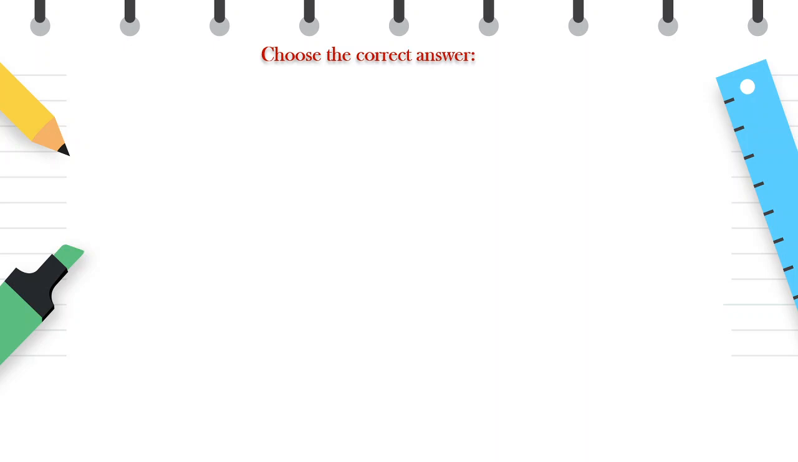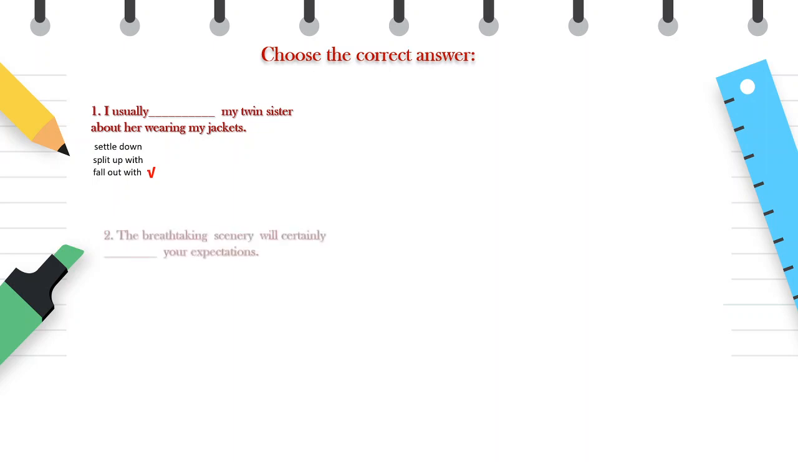Here is another exercise for you. You should choose the correct answer. You have a multiple choice question. I usually settle down, split up with, or fall out with my twin sister about her wearing my jackets. Yes, the correct answer is fall out with, or argue with somebody.